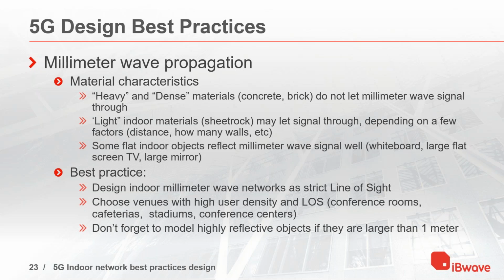So the best practice would be to design indoor millimeter wave networks as strict line of sight and choose venues with high user density and line of sight, such as conference rooms, cafeterias, stadiums, and conference centers for your millimeter wave networks. And don't forget to model highly reflective objects if they are larger than 1 meter.